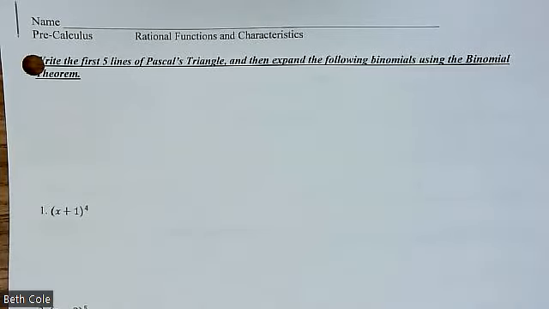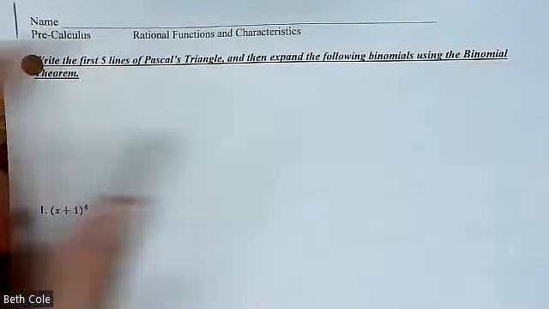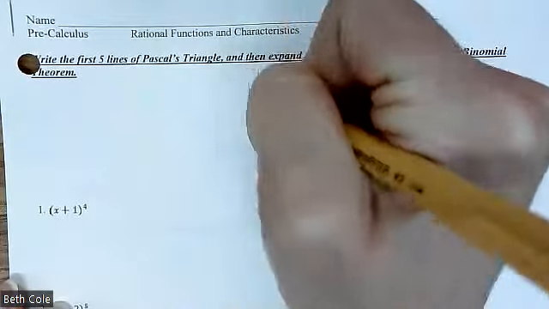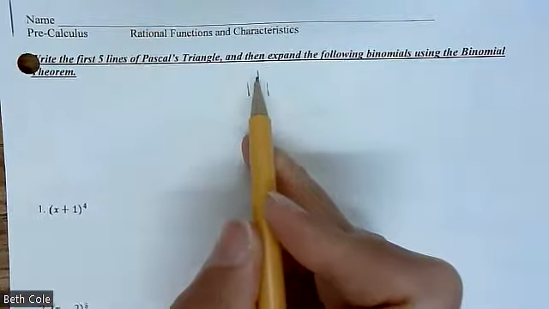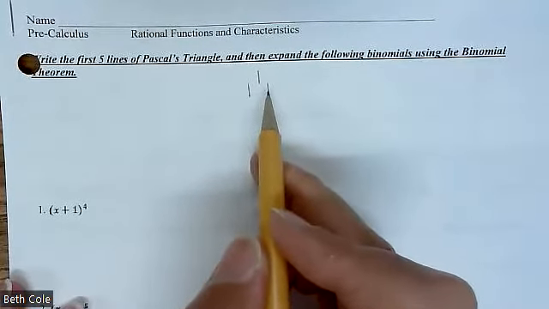So the first thing that you're going to have to do is write out some lines of Pascal's triangle. I've told you that I won't go higher than the fifth power, so you only need to write out the first 5 lines. So the first line is actually like the 0th line. Anything to the 0 power would just be 1. So this is the first line.